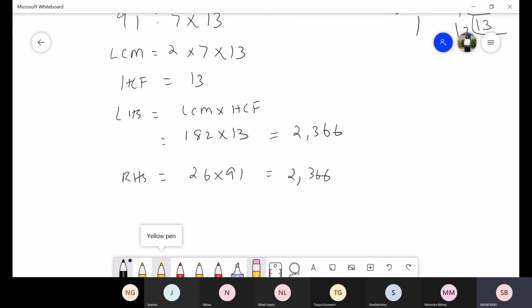So if we are getting both as equal, then what will be the next step? Therefore, you can write LCM into HCF is equal to product of two numbers. Hence, verified.